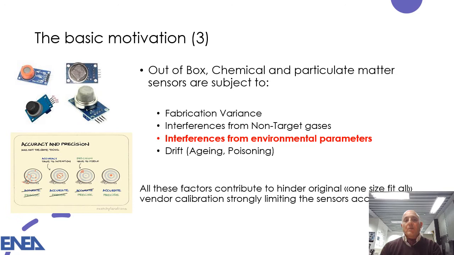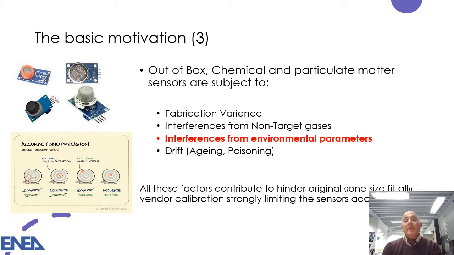What is the problem with this kind of sensor? First of all, we have to take into account that the fabrication quality is not as high as a microelectronic fabrication process. So we finally obtain a fabrication variance which makes each of the sensors different from one another. Another source of relevant issues with the calibration of these sensors is the interference from non-target gases, which means that also gases for which the sensor has not been designed actually elicit a response, and so in some way pollute the response to a particular target analyte.